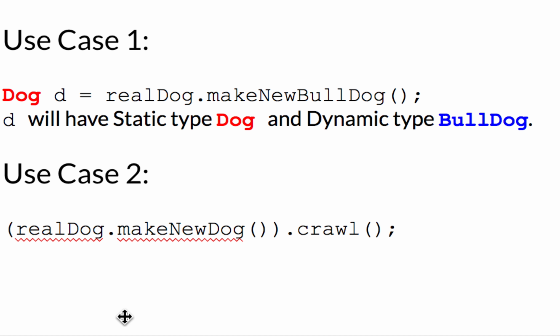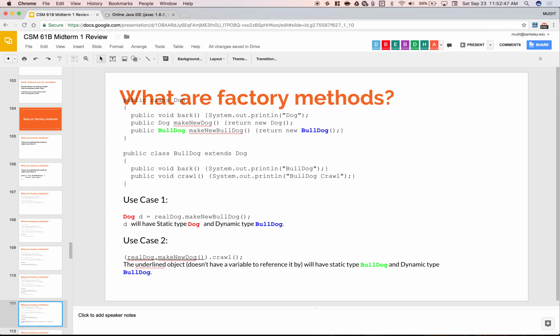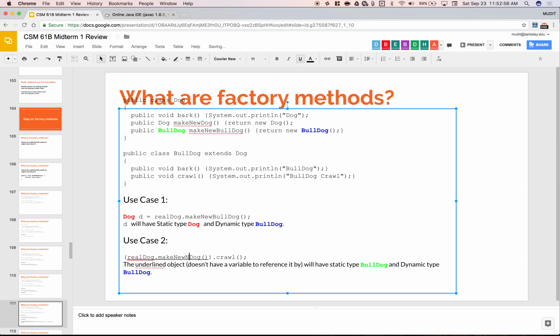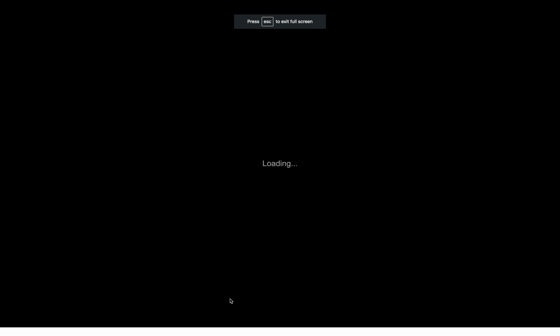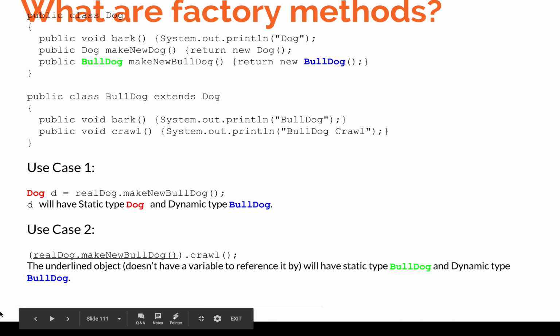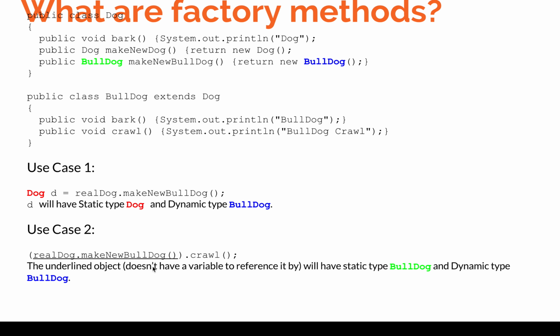Okay, so let me just show it to you guys. I actually think this should have been makeNewBulldog. Haha, my bad. That's the solution. Well, let me just show you why and what's going on. So the static type of this, I changed it to makeNewBulldog. Sorry, I wrote these slides yesterday and I made some typos.